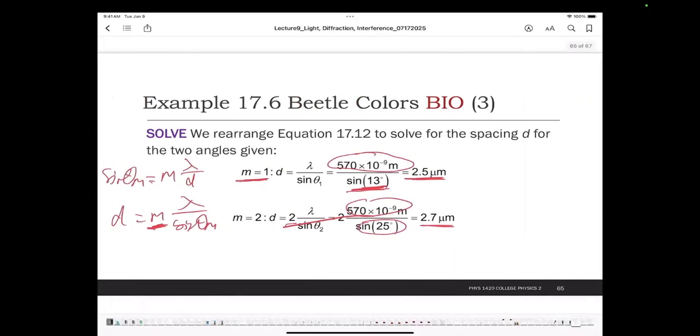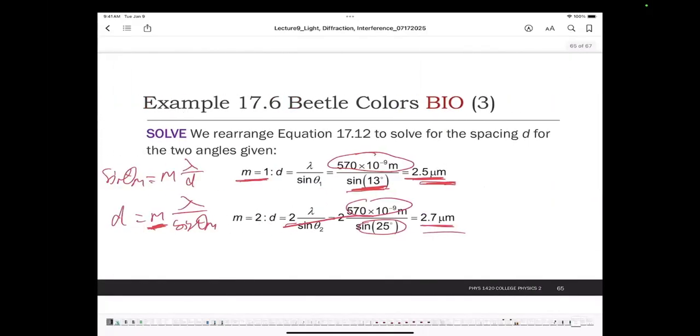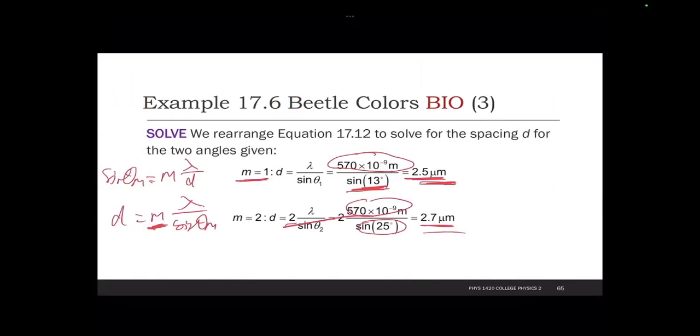Am I right? But if you found that those two are totally different, or have a bigger difference, there should be something wrong. But it's close, so we just average them. The grating space is comparable to other gratings we have seen, and our two results are a reasonable match to each other, so we can have confidence in our result. If you calculate these two and they are totally different, you need to check what you have already done. That makes sense to you.